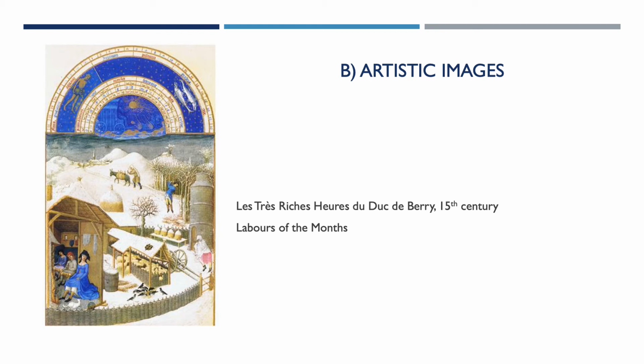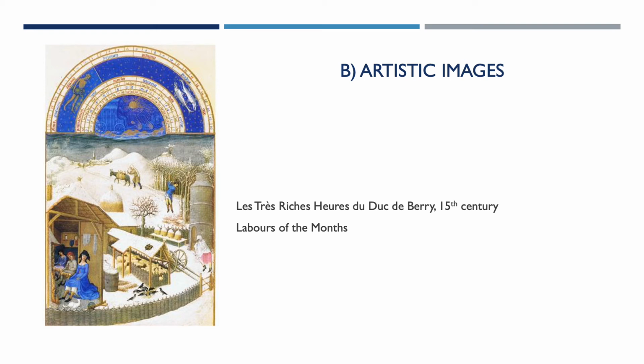So you do have artistic images. These can be very useful. This is one of the more famous images from the Middle Ages. This is a personal devotional text that was commissioned in the 15th century for the Duc de Berry in France. And it depicts the months. And it has all of these peasant scenes. So you can kind of get a glimpse of what a peasant village would have looked like.